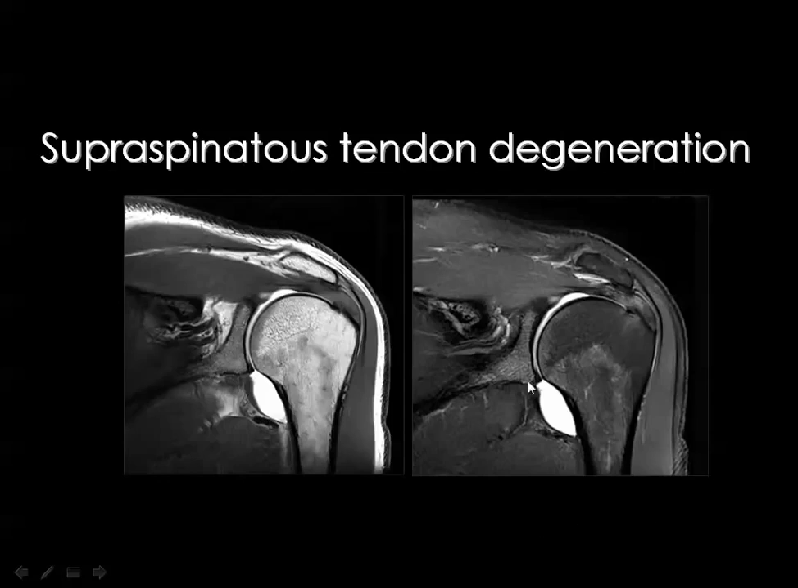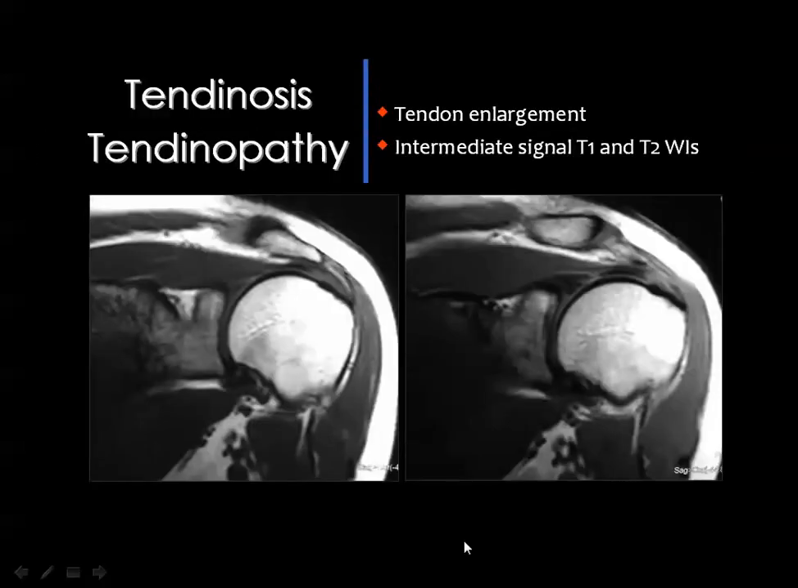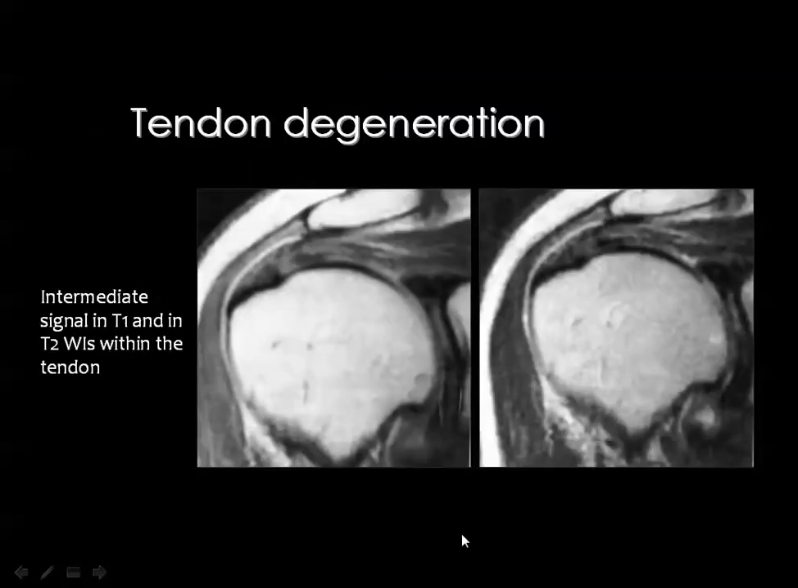Then whenever you see an intermediate signal within the tendon in the T1 and also in the T2 weighted images, you know that this is tendon degeneration, tendinopathy, or tendinosis. And this may be associated with swelling of the tendon and may not. This is also an example of tendinopathy. You see the supraspinatus tendon showing intermediate signal in the T1 and also intermediate signal in the T2, and this is diagnostic of tendon degeneration.